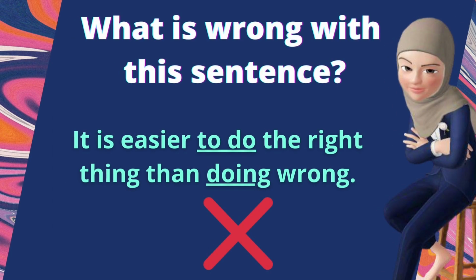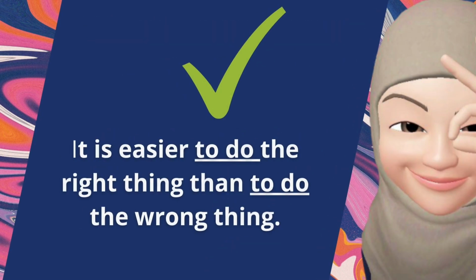Here is another example of a sentence without the presence of parallel structure. It is easier to do the right thing than doing wrong. So what is wrong with this sentence? To do and doing are not the same structure. So the correct one is: it is easier to do the right thing than to do the wrong thing. So the same forms of infinitives are being used in the sentence to make it parallel.